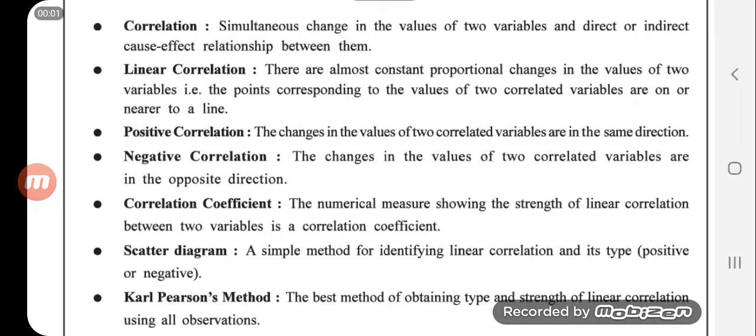Hello students, in this session we will learn about the definitions and the formulas.